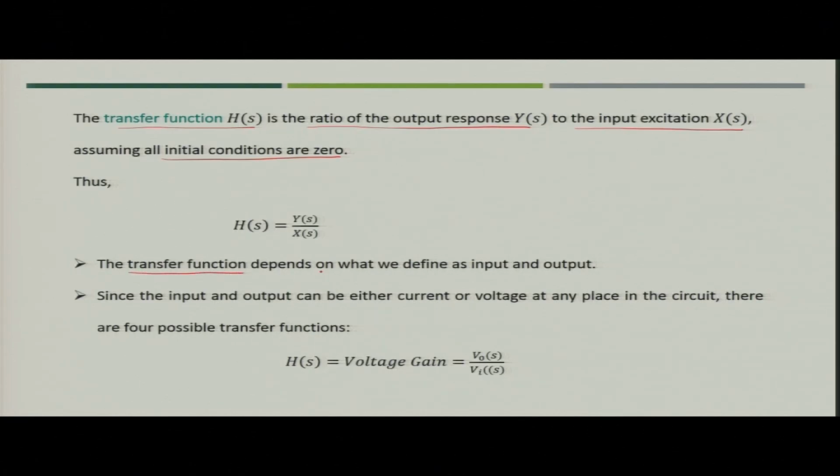So, the transfer function depends on what we define as input and output. Now, since the input and output can be either current or voltage at any place in the circuit, we can have 4 possibilities in the case of the transfer function. First is H(s) in terms of voltage gain, where you correlate the output voltage, that is the output response of the circuit in terms of voltage, divided by the input excitation given in the form of voltage.